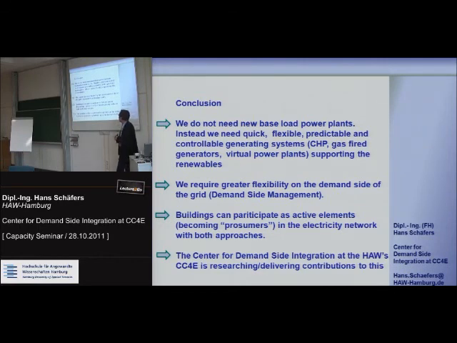Here at the Center for Demand-Side Integration at the HAW CC4E, we are trying to develop our solutions for both these concepts. Thank you.